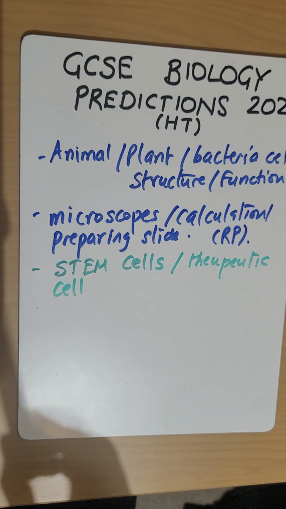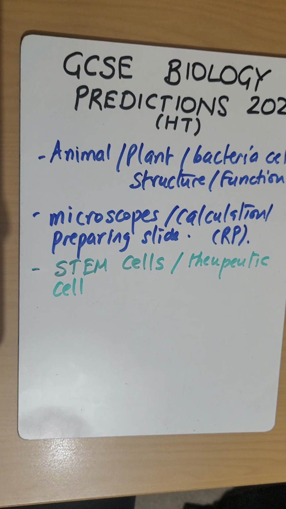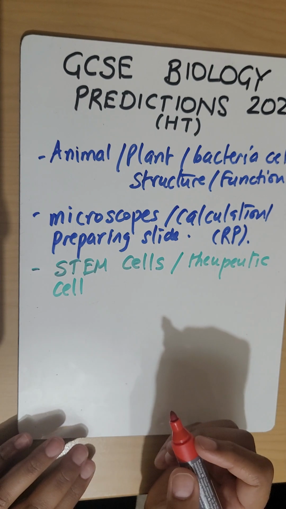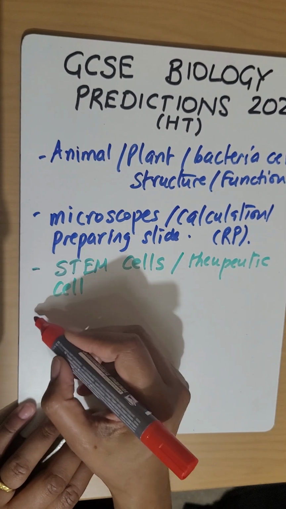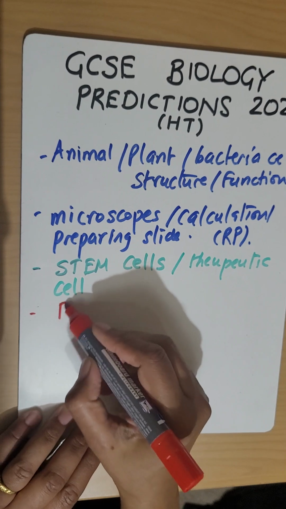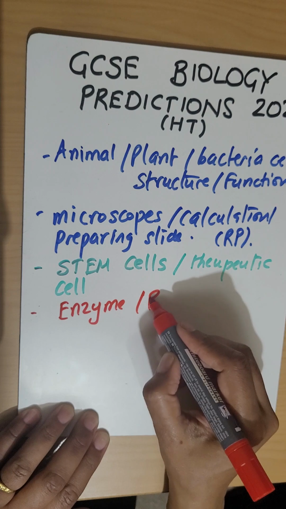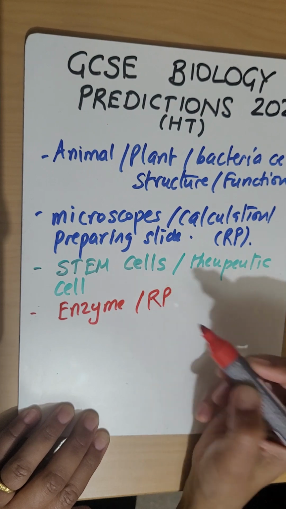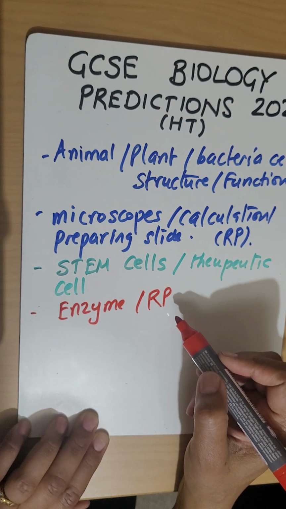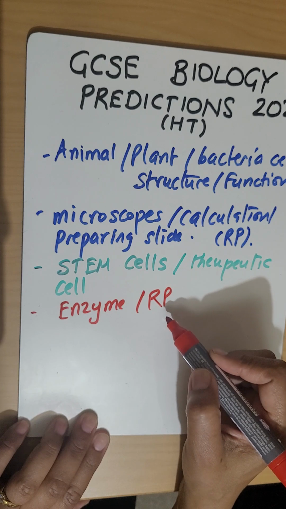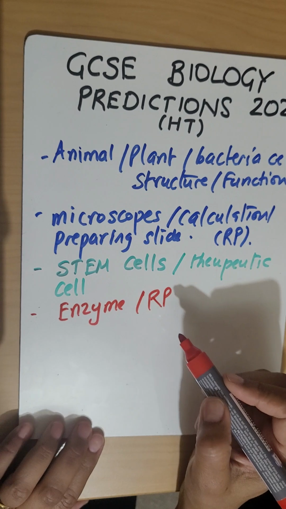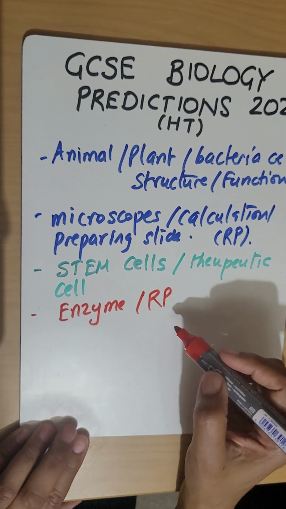Another topic we're looking at is enzymes. There's a required practical on enzymes as well, the effect of pH. That again didn't come up last year, so maybe look at that: how it works, how it denatures enzymes, amylase, and so on. What are the different parts of them?